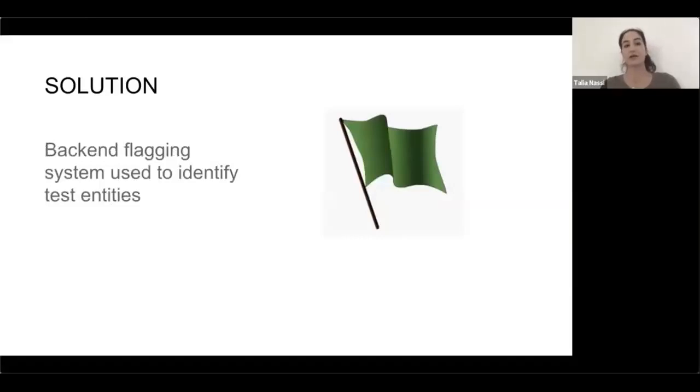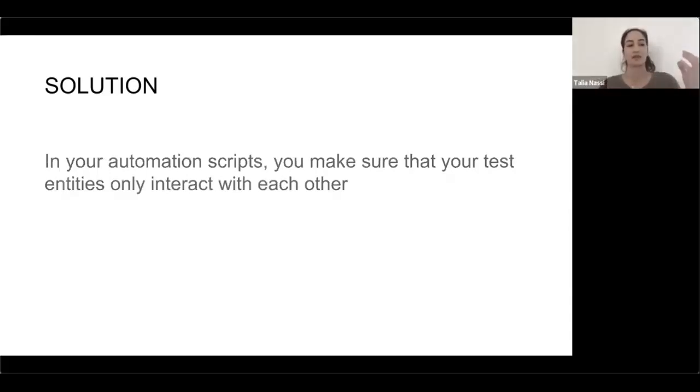And then for our backend, we have a backend flagging system that's used to identify all of these test entities. So in our test, we would have our test users interacting with our test entities. And this is something that you can hard code. So you can say, I want to log in as this test user and perform these specific actions with these specific test entities.